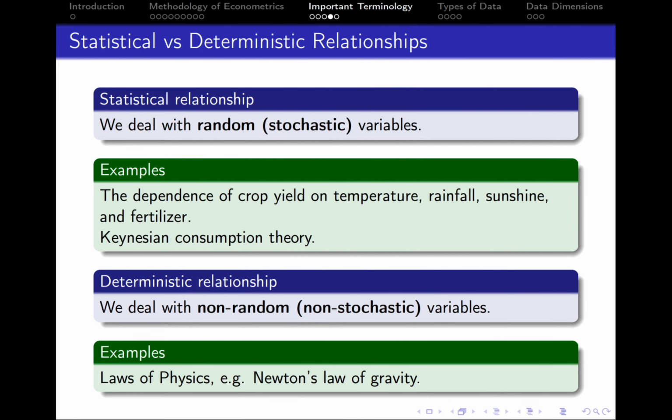And a deterministic relationship is quite easy. This is when we deal with non-random variables. A very good example of such a deterministic relationship would be any law of physics, for example, Newton's law of gravity. This law is universal, no matter where we are, in Africa or in Asia or in Warsaw or in Washington D.C. The law is always the same. So it is not affected by any other factors, except for the variables that are part of its equation.